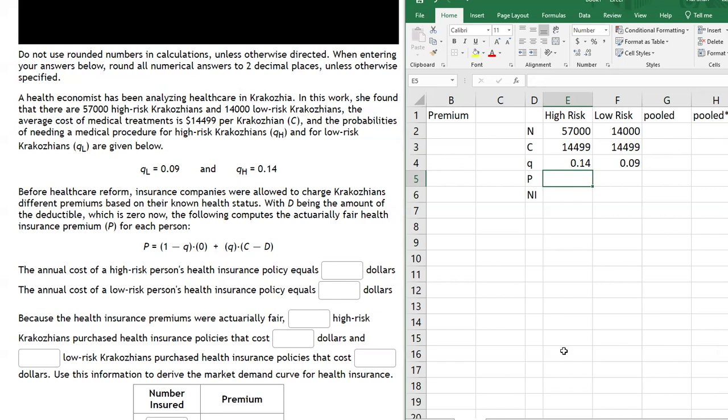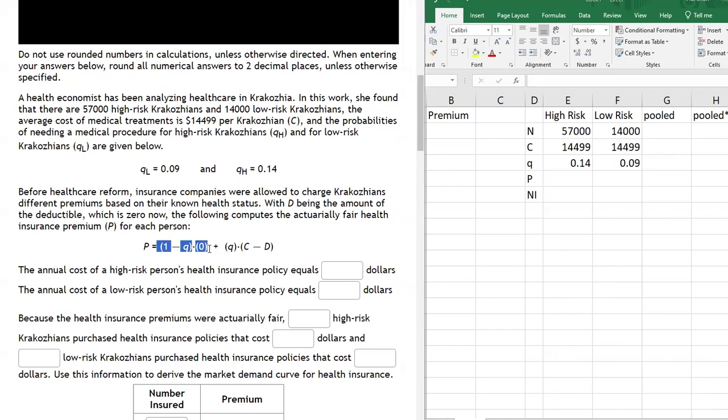This first part is 0. Why is it 0? Because this right here is the probability that you need the procedure. This is the probability that you do not need the procedure, the probability of the complement event. For low-risk people, that probability is going to be 0.91. So if you don't need the procedure, you're not spending money on the procedure, so this first part's going to be 0.